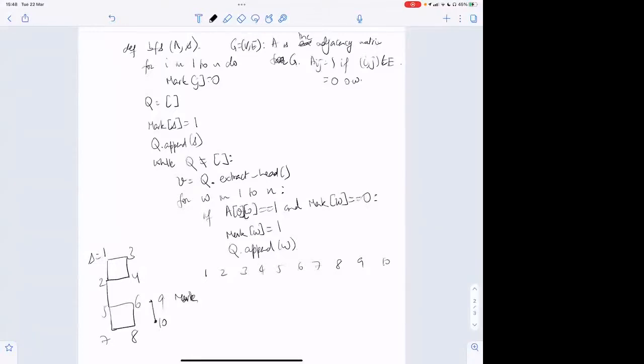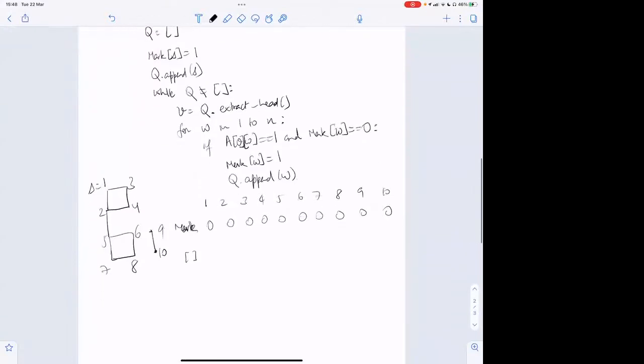And I will draw the queue. Yeah, so I will draw the queues here, correct? So initially the queue is empty. Queue is empty, and the marks are all zeros. Correct? So this is at time step 1 in round 1, correct?